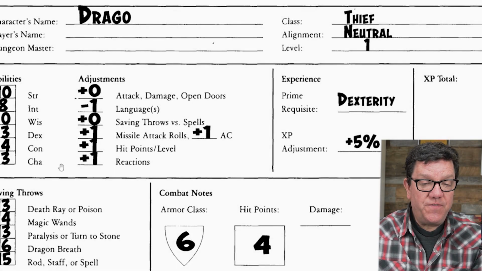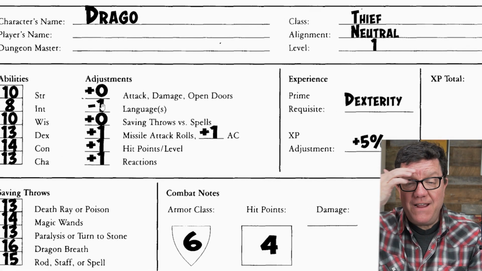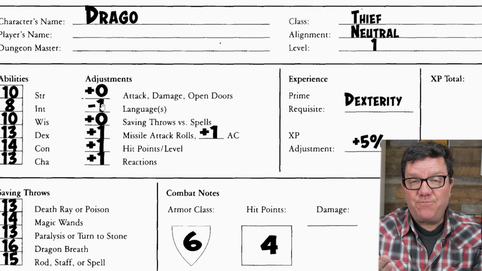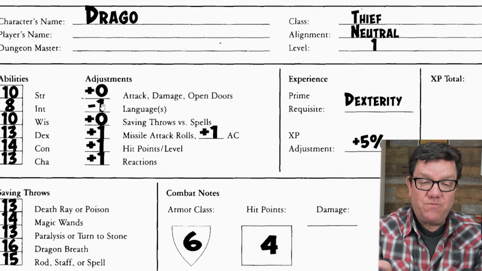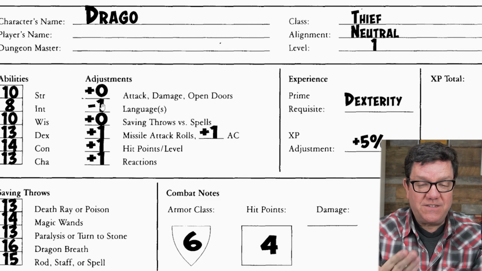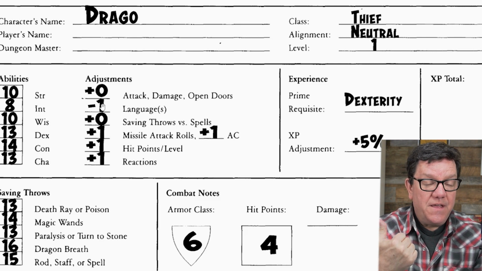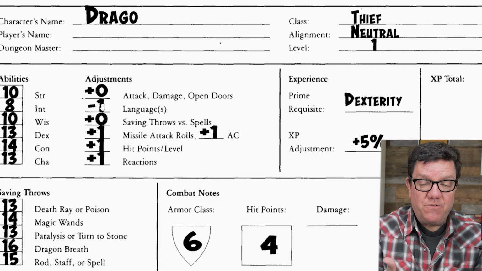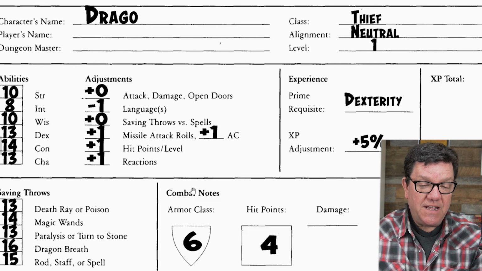All right, here's Drago the Thief. -1 on his language learning. Dex is his primary, because 5%, always great. +1 on those missile attacks and armor class. That's awesome. Con is +1 per level, +1 reactions. It's a good character. Saving throws.